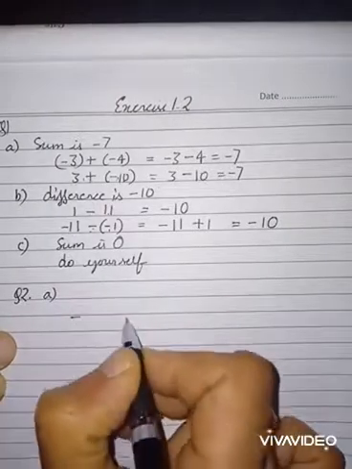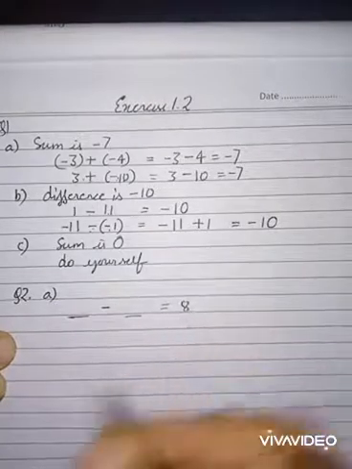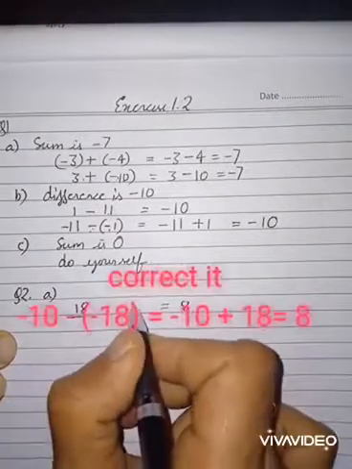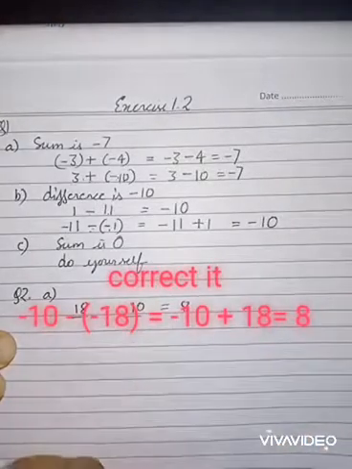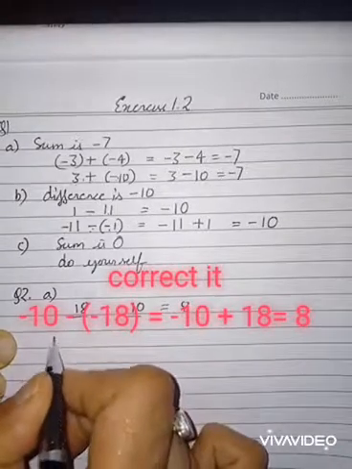So two integers are required whose difference gives 8. So 18 and 10, it gives 8. You can take any other example also.